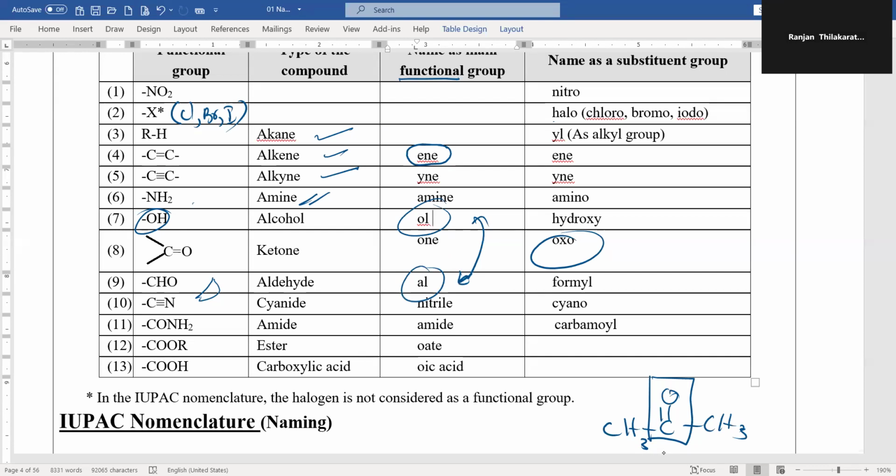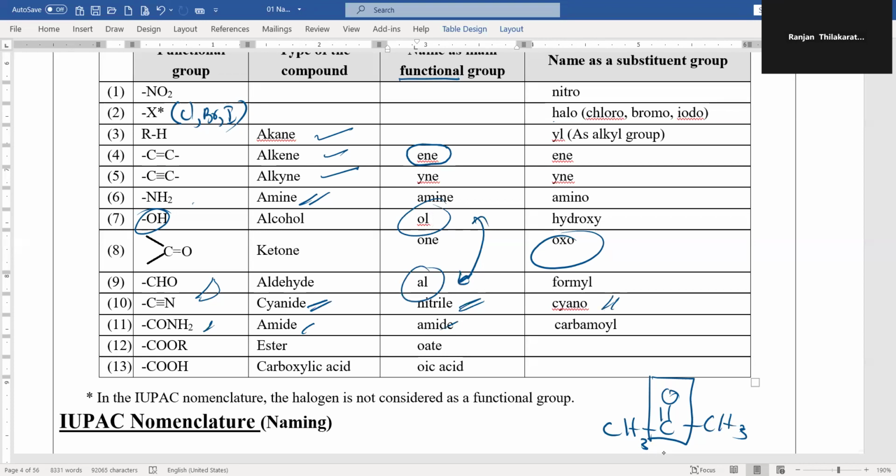Aldehyde. Ethanol, methanol, propanol, butanol, and so on. And the cyanide groups. As a functional group, you may have cyanide. Then the compounds are known as nitrile compounds. And as a substituent group, we use cyano. And these are called the amides.